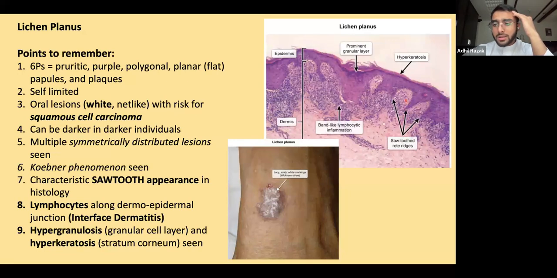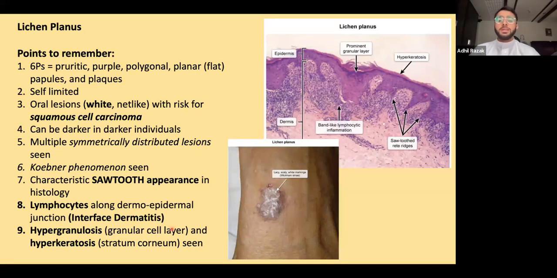As you can see, this one's a bit too rounded to be a saw, but this one's sharp enough to be considered a saw. So that's what it looks like in the histology. Characteristic sawtooth appearance is usually seen in your question vignette. So when you see that, you know it's lichen planus.